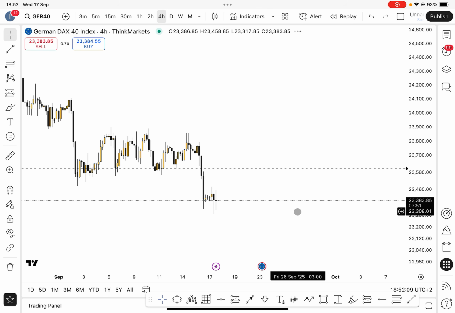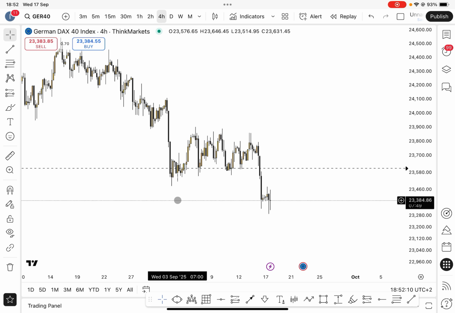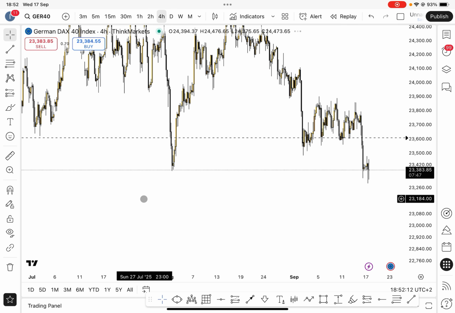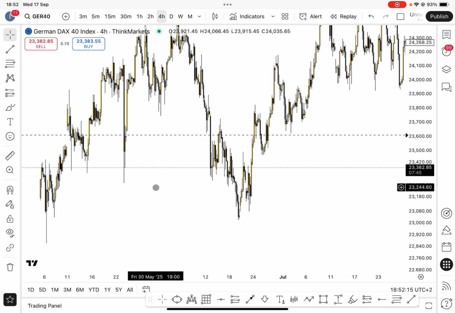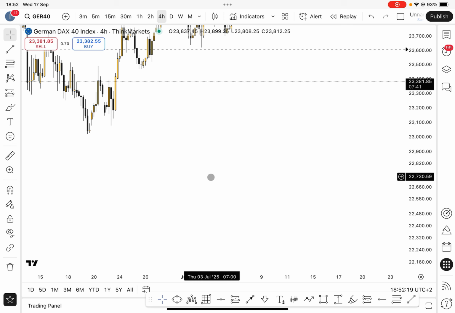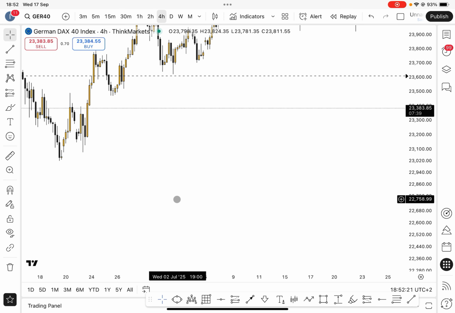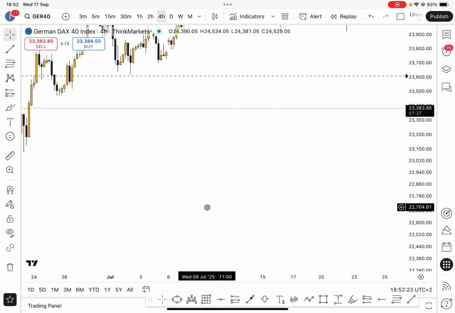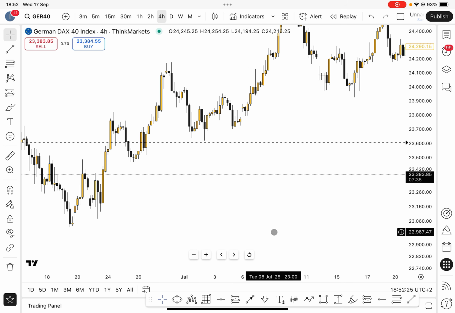Today I'll be talking about how to identify a valid order block. Most people don't know how to identify a valid order block.